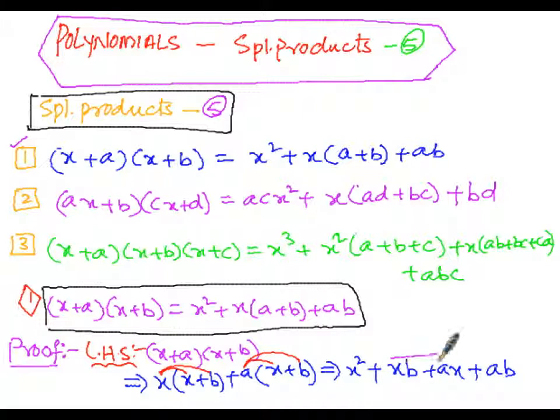Here x is common in both, so I can take x out as common from these two terms, xb and ax. When x is taken out, b is left over in the first one and a in the second one. So we get x² + x(b + a) + ab. Then our next logical step is x² + x(b + a) + ab, with only b + a left within the brackets.